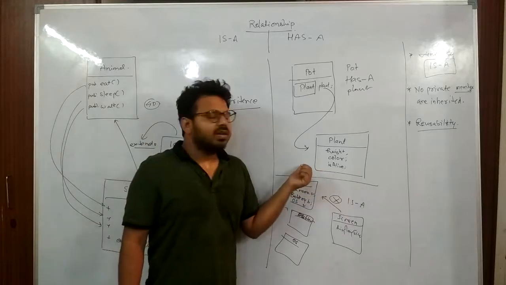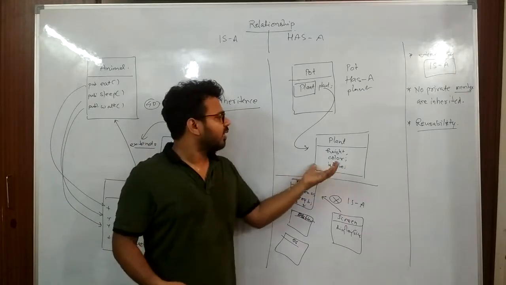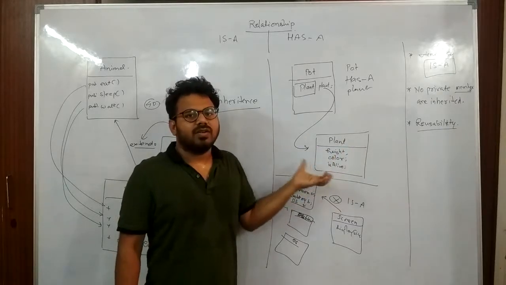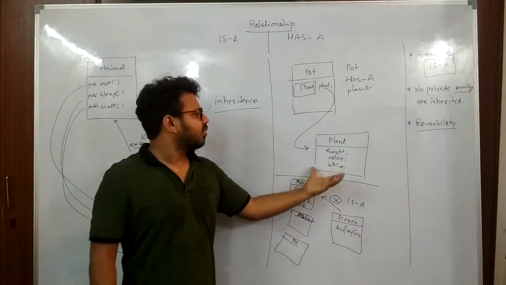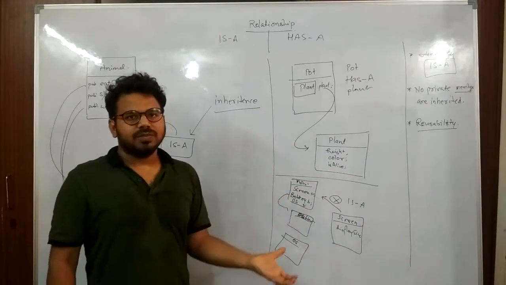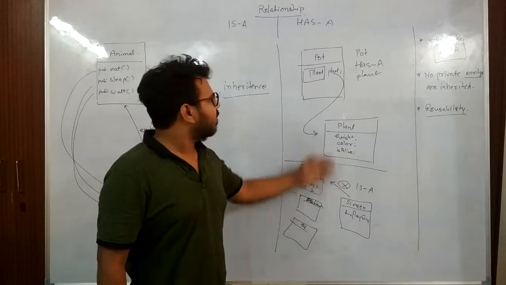So you need not rewrite this plant class. You save a lot of lines of code and a lot of time. This way, this whole class is reusable. Okay, so now I think the has-a relationship is clear.